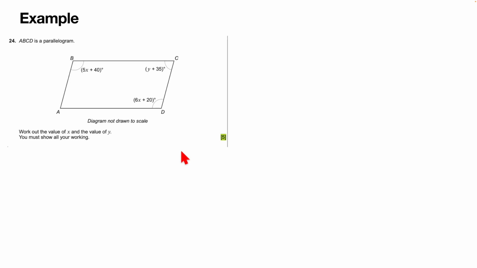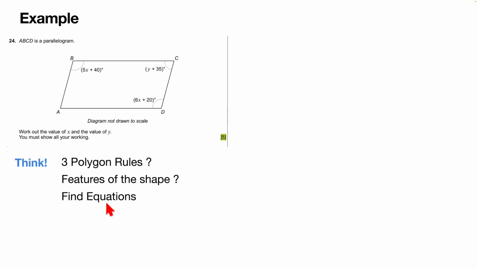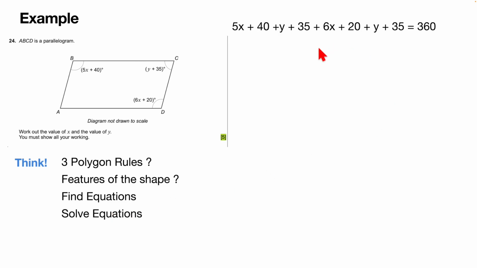Second example. Oh, now we have a parallelogram. So we will have a think about the polygon rules. We'll think about the features of the shape. We'll find equations and we'll solve them. My first thought is add up all the angles going all the way around. So 5x plus 40, we've got y plus 35, 6x plus 20, and another y plus 35, 360.